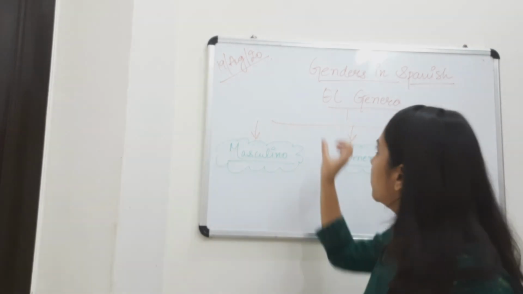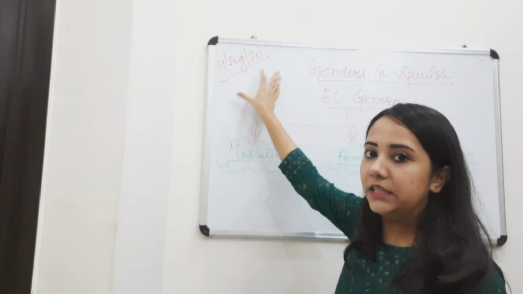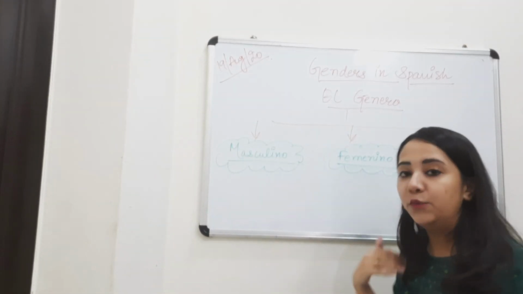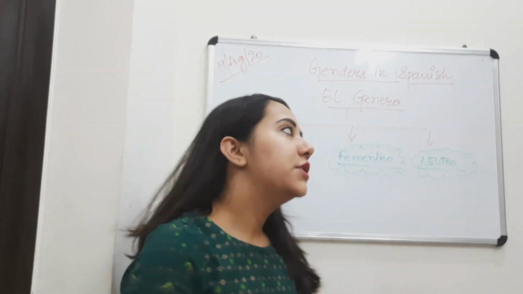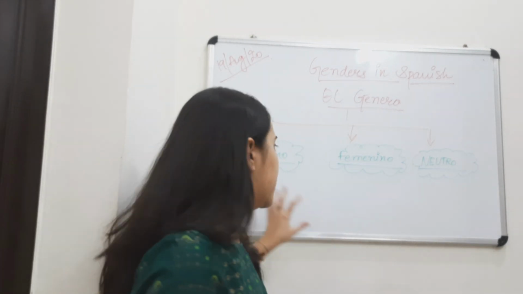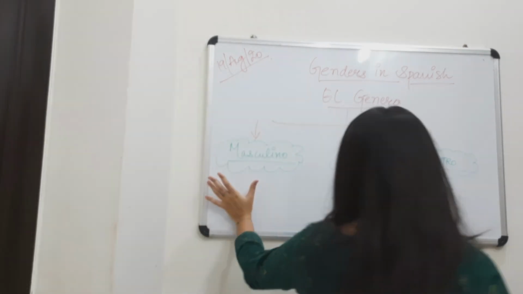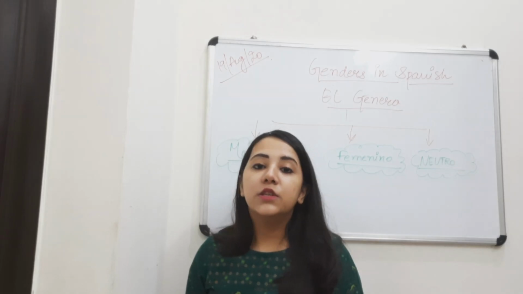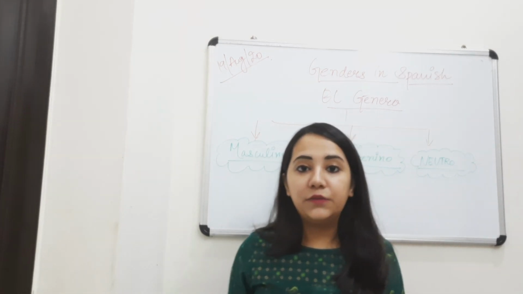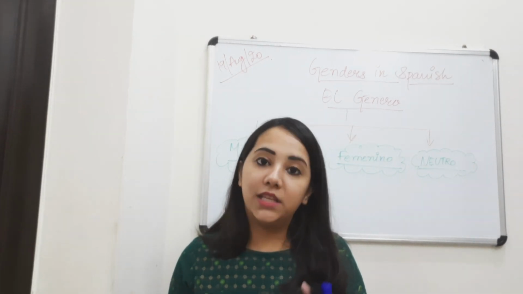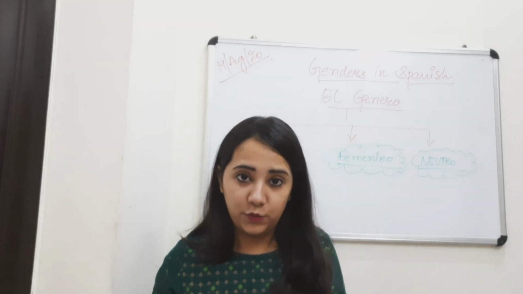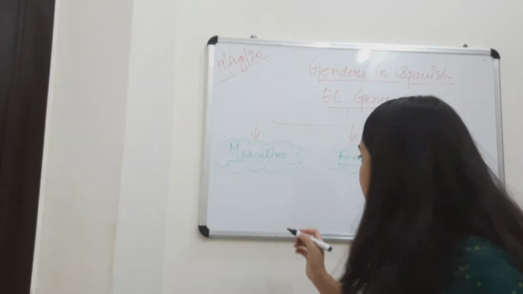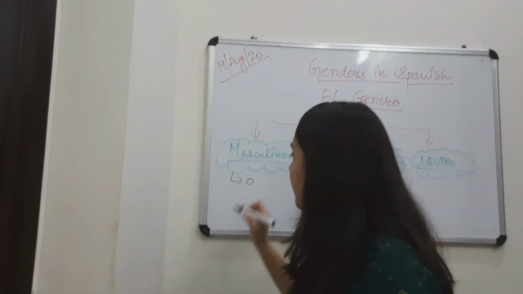I would suggest you to write in English. First of all, write the date, then write the topic in English, then in Spanish, and make a chart like this. It would be easy for you. Okay. So there are three types of gender I have written. First one is masculino, femenino, neutro. Now in Spanish, you have to see the ending of the nouns to identify whether it is masculine, feminine or neutro.